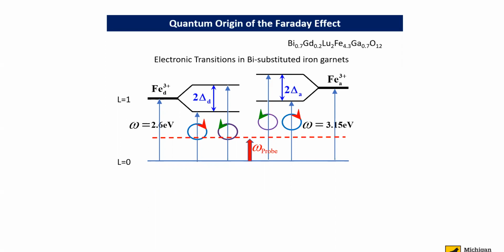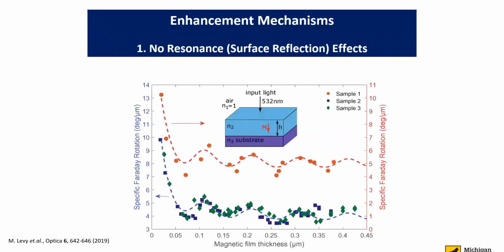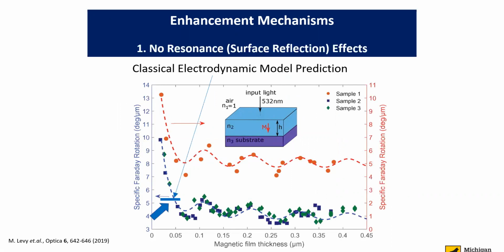The sample, being a magneto-optic material, has electronic transitions for right circularly polarized photons and left circularly polarized photons at different rates. Thus it has two different refractive indices for RCP and LCP photons. The difference between the two indices gives us the Faraday rotation. In the recent past, Dr. Levy's group found that when the film is thinner than 50 nanometers, the Faraday rotation per unit length increases. A classical electrodynamic model was developed to analyze the reason behind this.